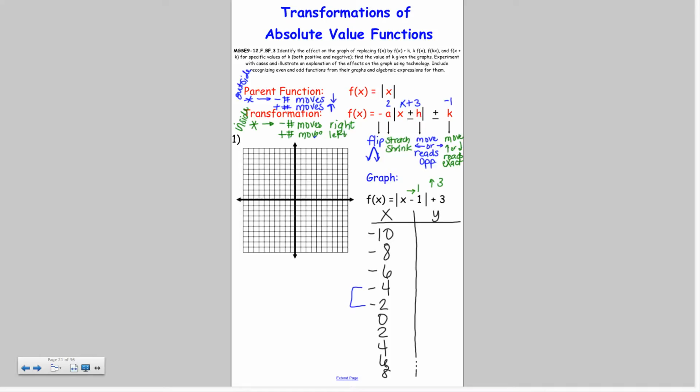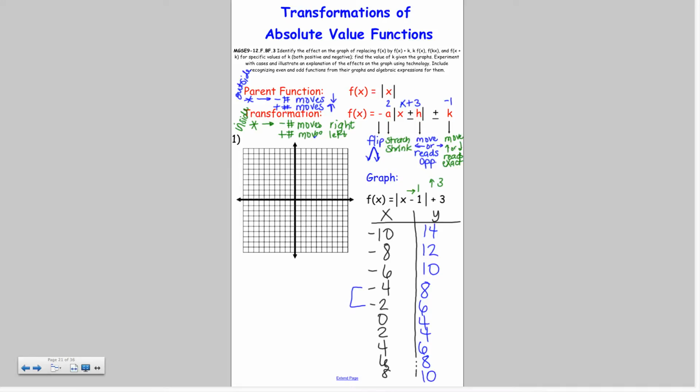All right. So when we plug this into the calculator, we're going to get 14. -8 minus 1 is -9. Absolute value of -9 is 9 plus 3. 9 plus 3 is 12. Then when we do 6, we get 10, 8, 6, 4, 4, 6. At 6, we get 8. And at 8, we get 10.